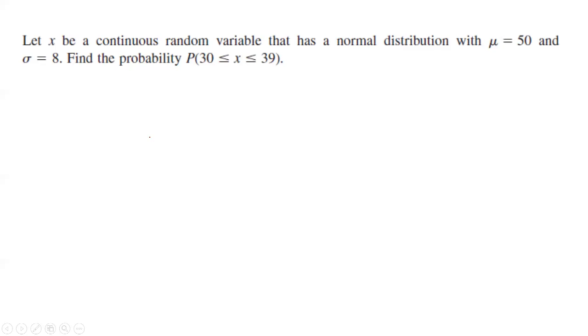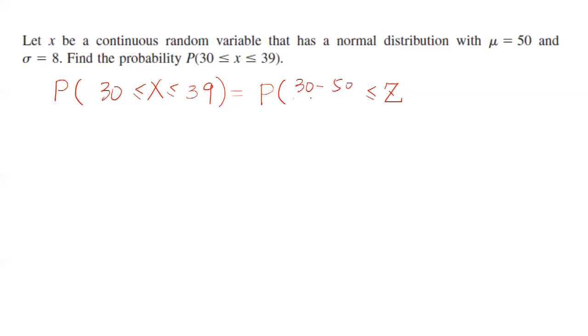All right, finished. Okay, again, if you want to find a probability that x lies in this interval, you cannot directly use SND table, right? First step is to convert general normal distribution to a standard normal distribution. Okay, both sides minus its mu, which is 50, divided by standard deviation, which is 8.